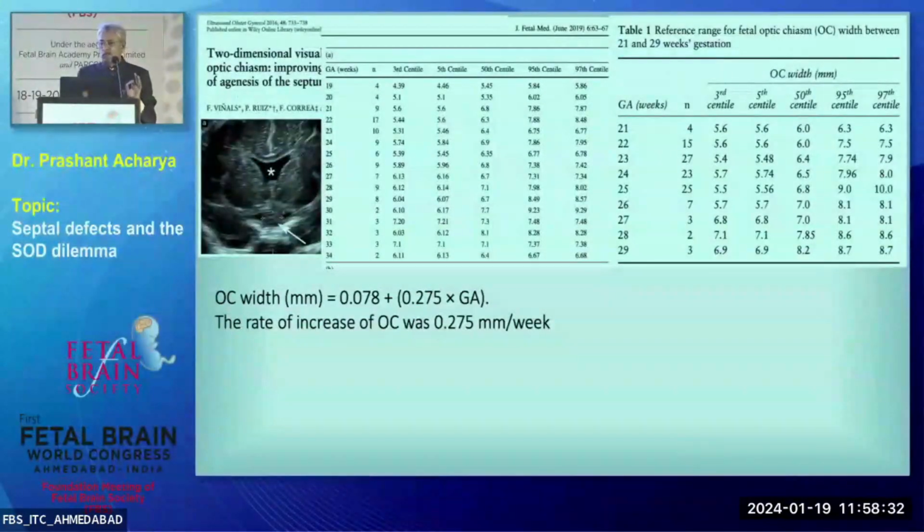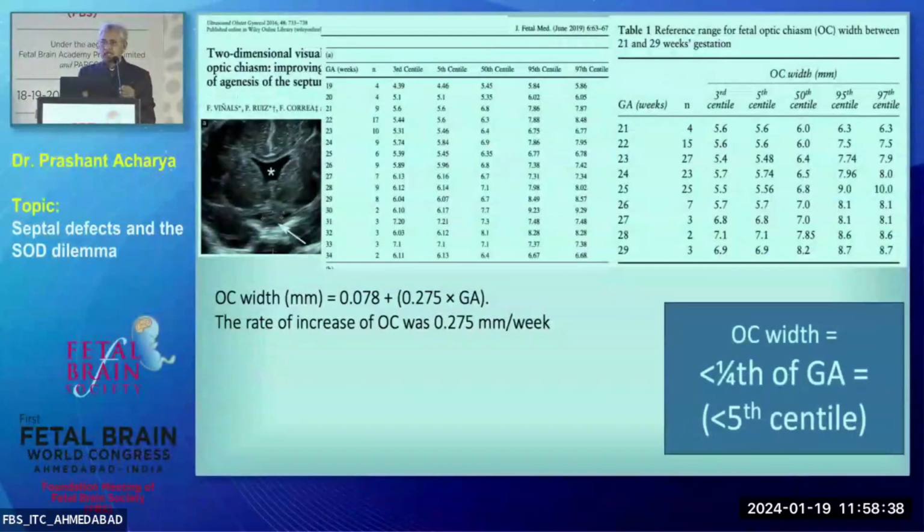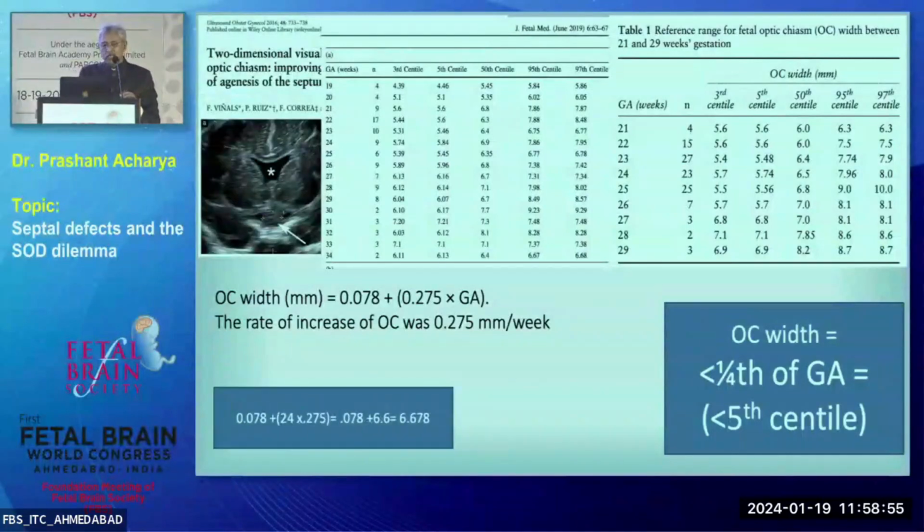One simple rule: if the width of the optic chiasma is less than 1/4 of the gestational age, it is below the fifth centile. This is as simple as that. So one simple rule: 1/4 of the GA. If you are evaluating at 24 weeks, if it is below 6 mm, that means you are dealing with a small optic chiasma. Look at it carefully, and I have given you an example.